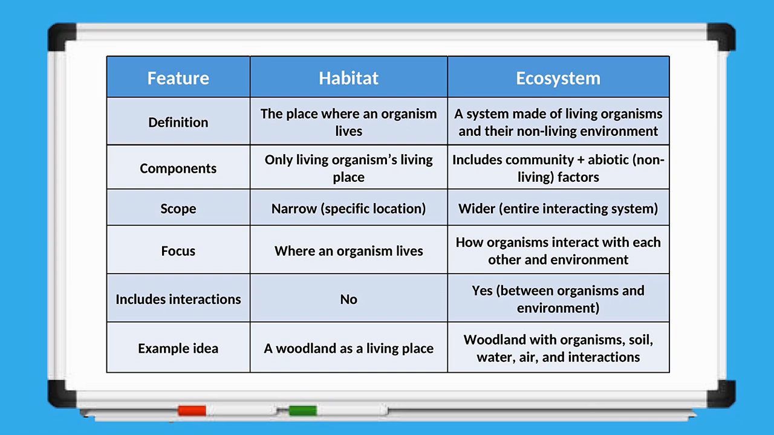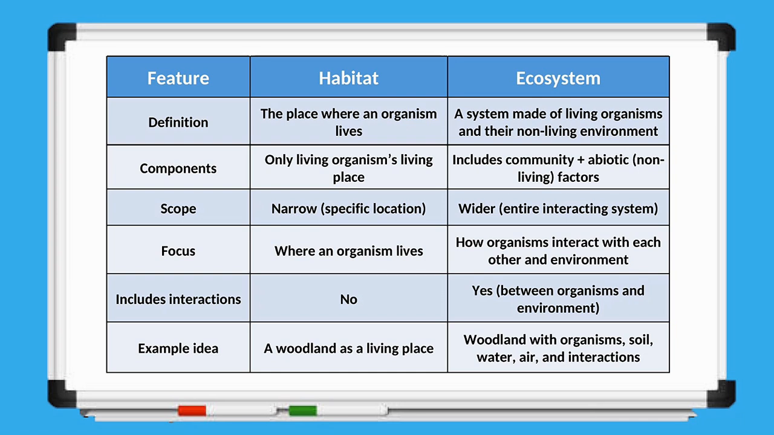The focus of an ecosystem is not just where organisms live, but also how they interact with each other and with their environment. So, the main difference is that a habitat refers to the place where an organism lives, whereas an ecosystem includes the organisms, their physical environment, and all the interactions that occur between them. A habitat is therefore only one part of an ecosystem.